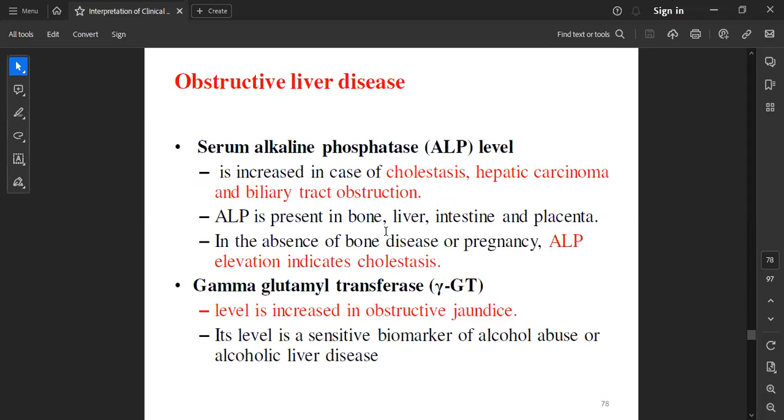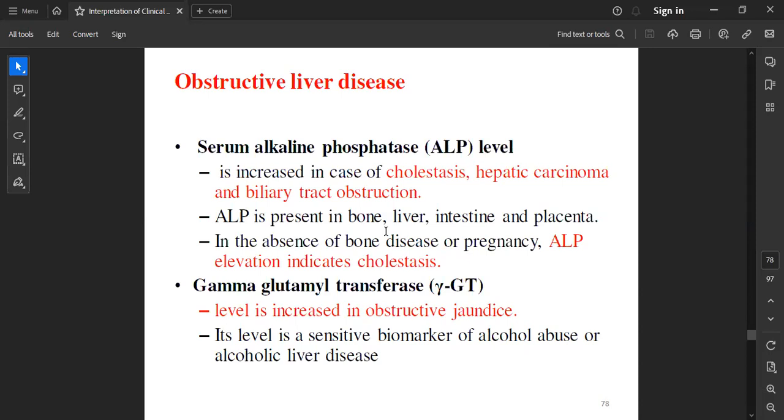GGT is also a very good indicator of obstruction in the ducts, either the bile ducts or somewhere along the ducts that move bile. It's also, as you've seen, a marker for alcohol abuse and alcoholic liver disease. So if a patient presents with jaundice and quite high levels of GGT and they claim to have no history of alcoholism, you can suspect that they might have an obstruction, like a gallstone or something.